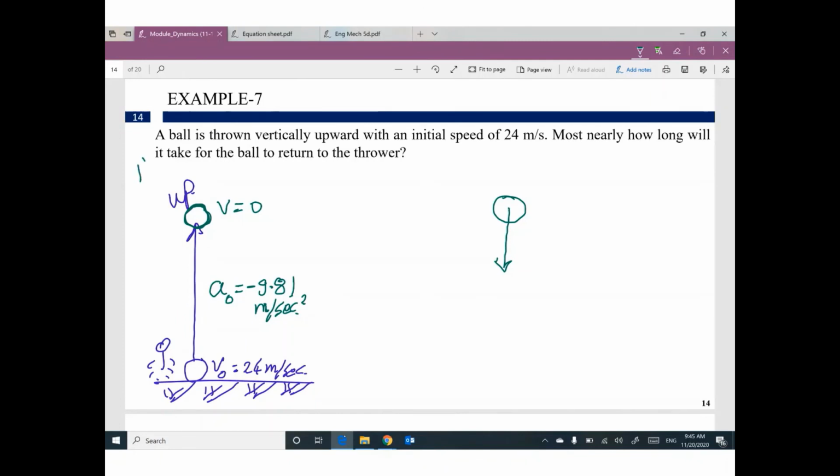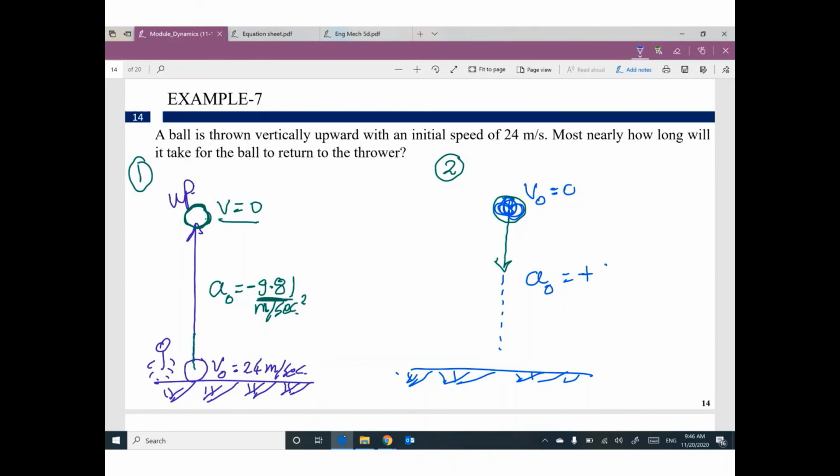So the first condition, you kicked the ball up. The ball will go up, but the velocity is decreasing at this rate, 9.81, until the velocity reaches zero. The second trip is for the ball to return back to the ground surface. At this moment, the initial velocity is zero, and the ball is coming back with constant acceleration equal to positive 9.81. That makes sense?